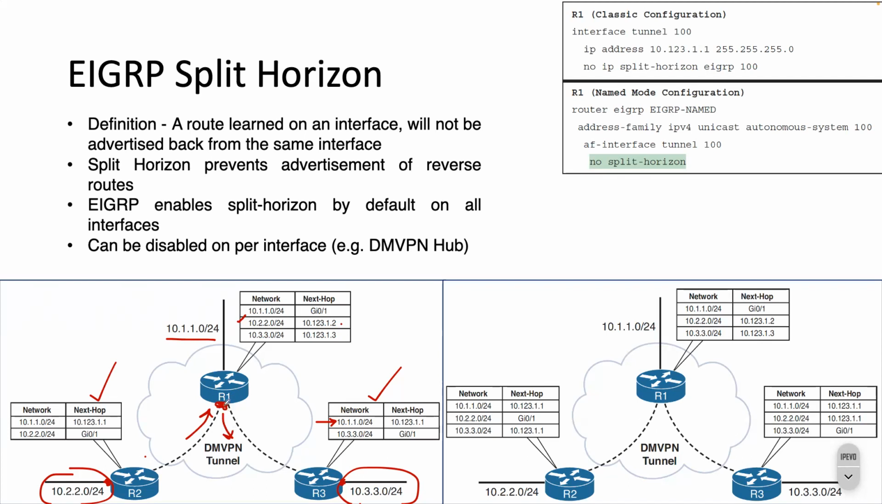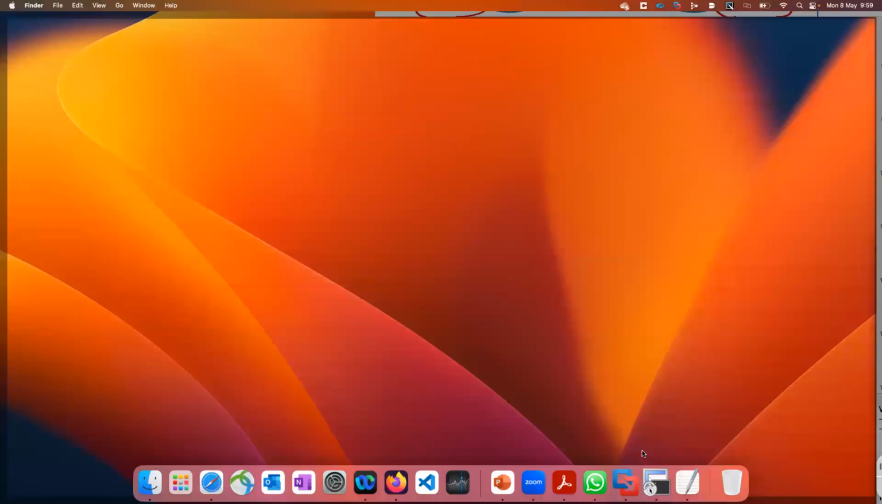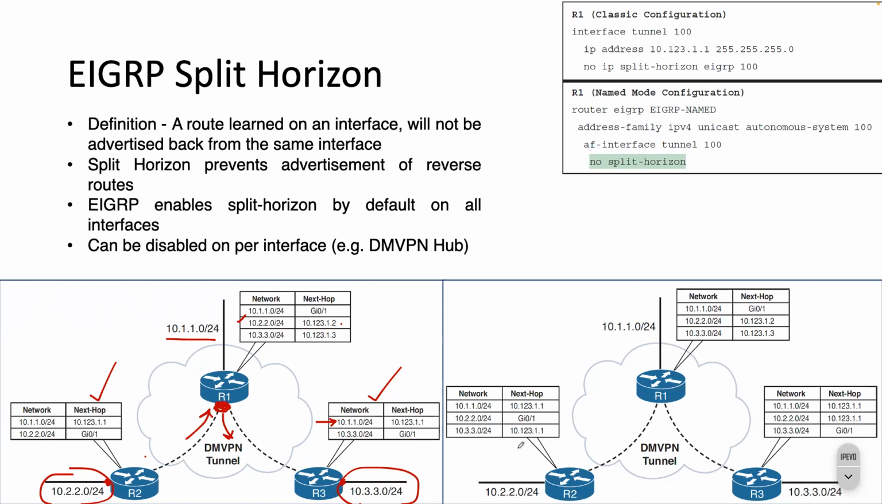Then we need to disable split horizon over here. Once we have disabled it, R2 and R3 will have this route. R2 will have a route about R3 and R3 will have a route about R2. Otherwise, split horizon will prevent that advertisement. We specifically need to disable this in the case of DMVPN configuration. We'll see that in NRC, where we have this DMVPN configuration.